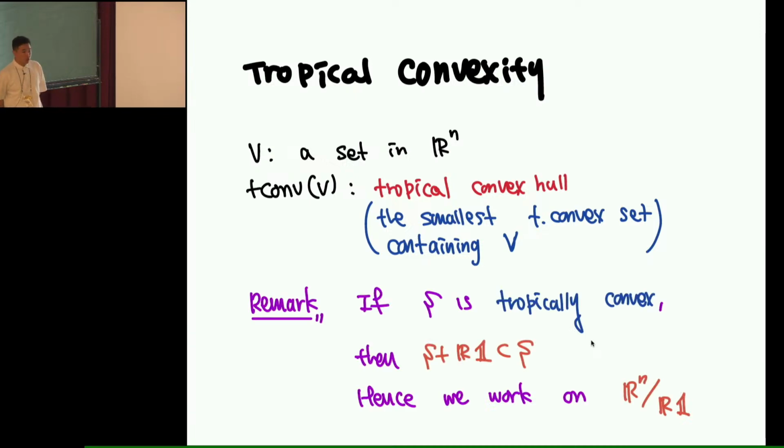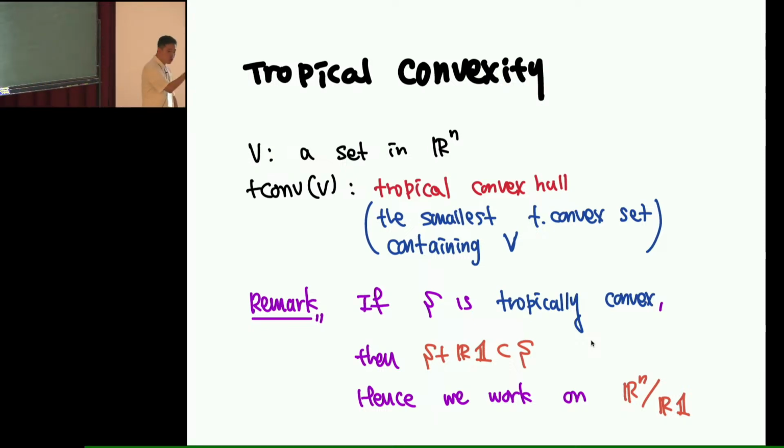I want to add one more remark. If you consider a tropically convex set and any vector inside S, it is allowed to add the 1, 1, 1, 1, 1 vector. If you add the all-ones vector, then this point must also be contained in S again. Because of this, when you consider tropical convexity, it is quite natural to quotient out by the all-ones vector. Sometimes we call this the tropical projective space.